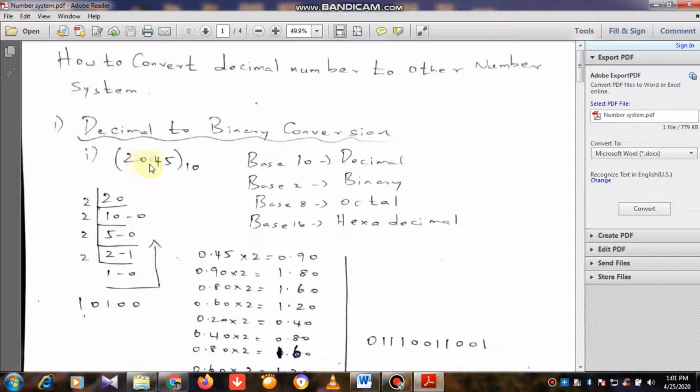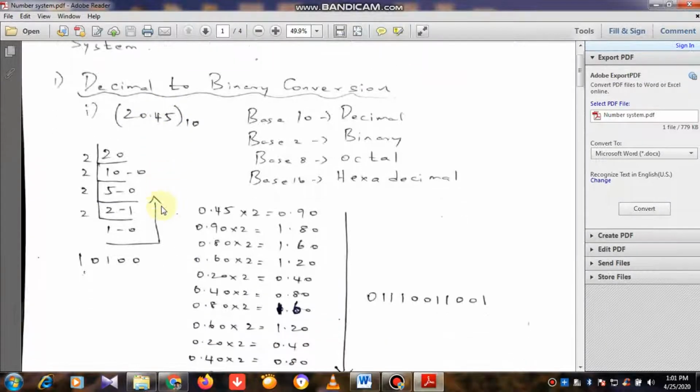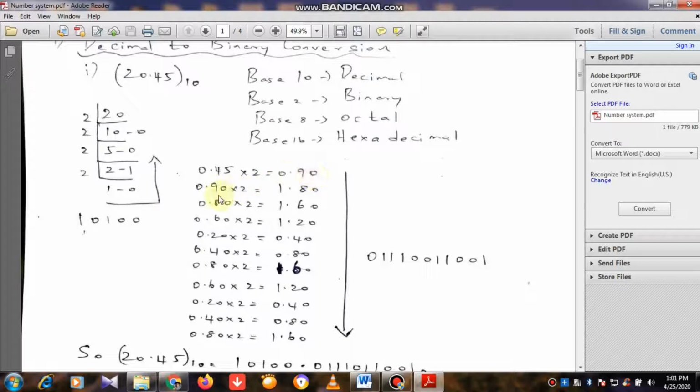In the next one, I'm going to find the binary representation for the given number 45, which is present after this decimal point. So 0.45 into 2 is 0.90. 0.90 into 2 is 1.80. It's going on. I don't bring this 1 along, so I put 0.80 into 2, which is 1.60. Again, I don't bring this 1, so I put 0.60 into 2. I continue this step. I am supposed to stop when I get 00 after this decimal point, but here no such 00 is obtained.